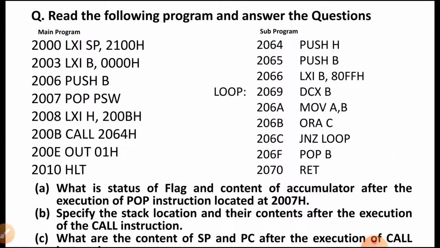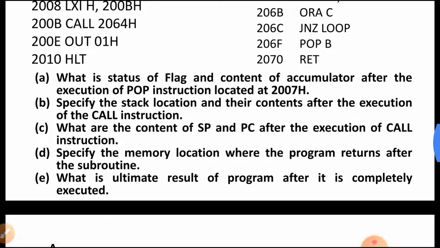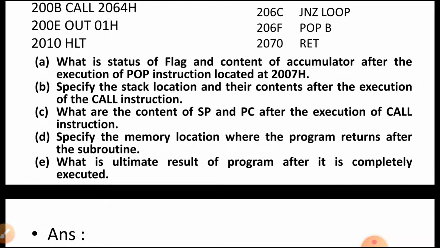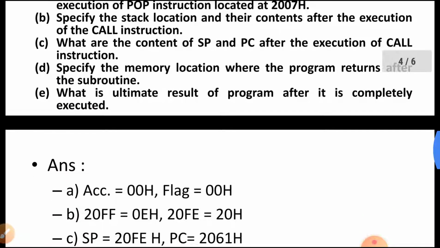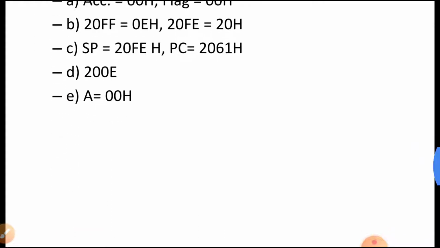So when the content of the accumulator becomes 0, only then will it come out of the loop and the return will be executed. When return is executed, it will jump to 200E, and then the OUT 01 instruction will output the value. So the ultimate result of the program is the content of the accumulator, that is 00. This is the answer of all these 5 questions.